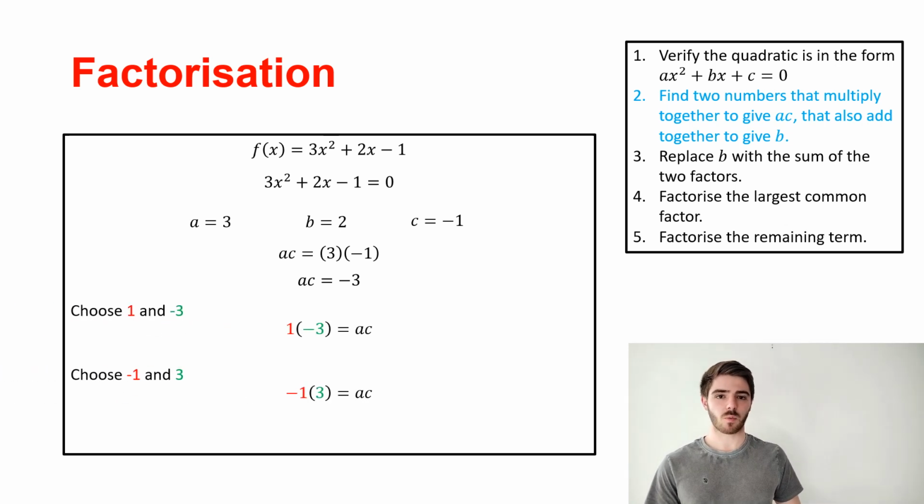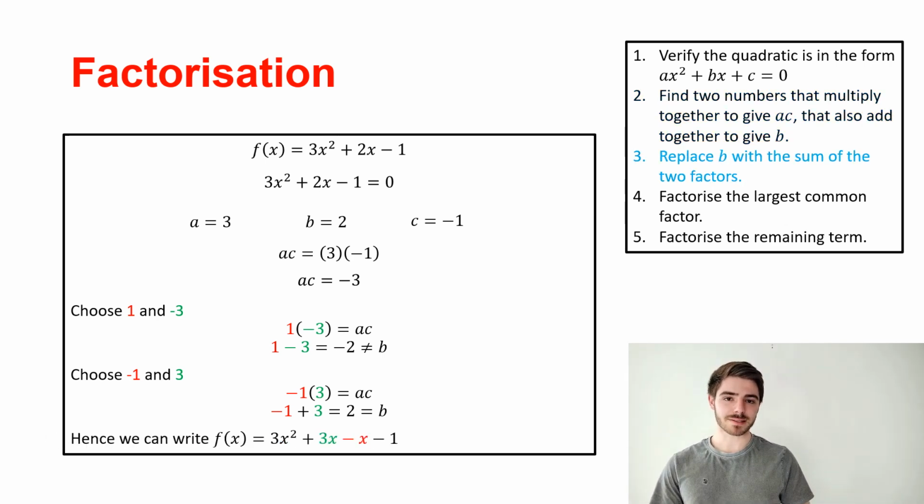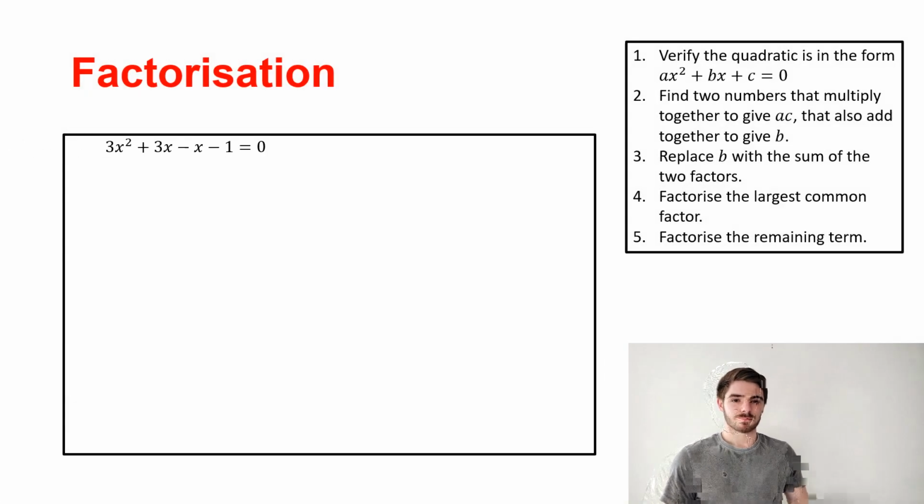This is because there are way fewer combinations of integers that give the product AC than there are combinations of numbers that give the sum B. Once you have your list of numbers that multiply together to give AC, you can then go through and see which ones also add together to give B. Once we find a pair that work, we can replace the B term in the quadratic with the sum of those two factors. From here, we need to be strategic with our factorisation.